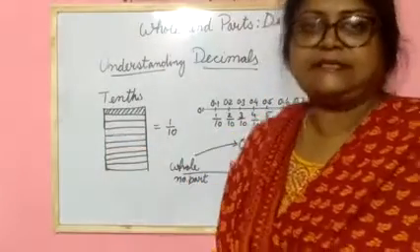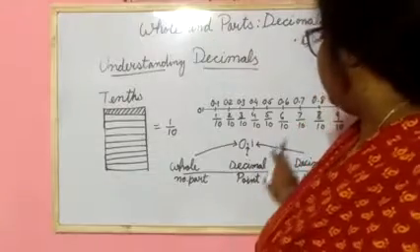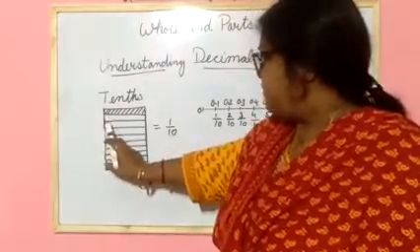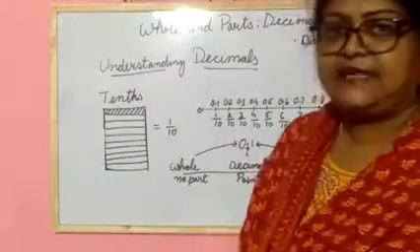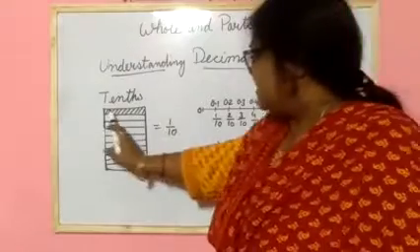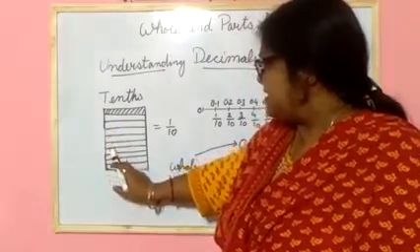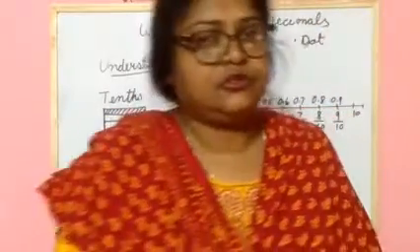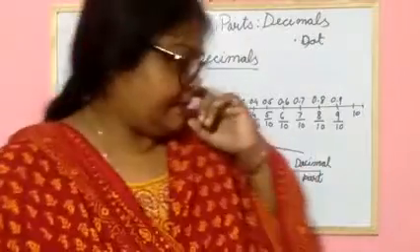Understood? If it is 6 by 10, that means 1, 2, 3, 4, 5, 6. You have to color 6 parts. You can write here 6 by 10. If it is 7 by 10, 7 parts. 1, 2, 3, 4, 5, 6, 7 parts. So you can write there 7 by 10. If it is 8 by 10, that means 1, 2, 3, 4, 5, 6, 7, 8. What you have to do? 8 parts you have to shade there. Then you can write there 8 by 10. Understood?